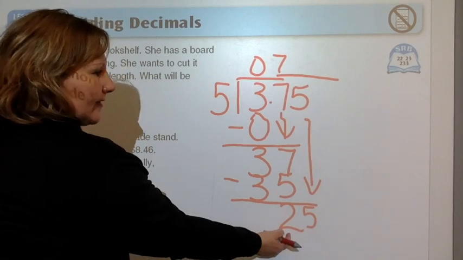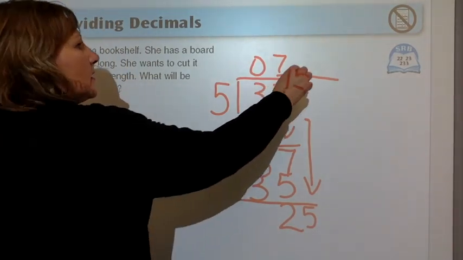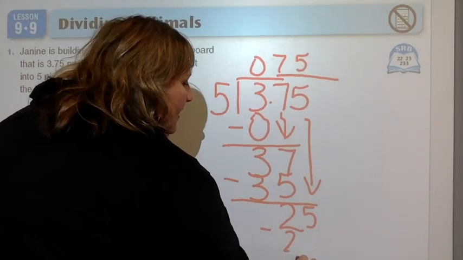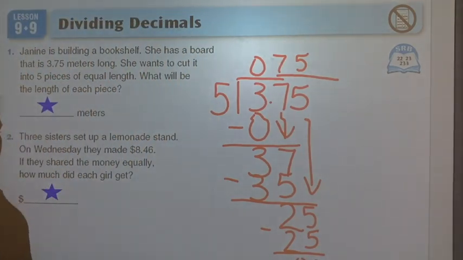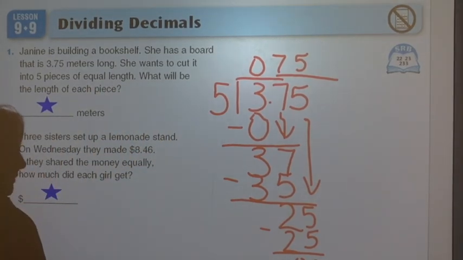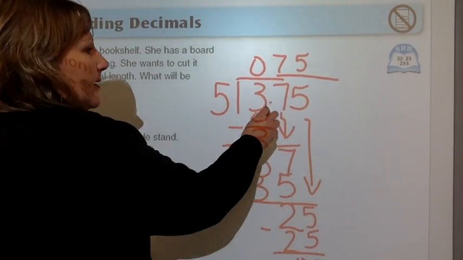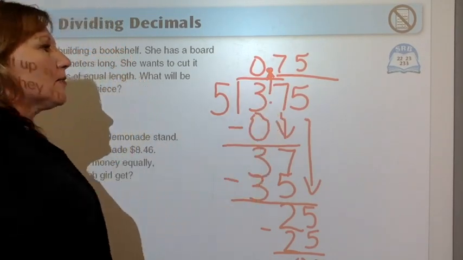I have 25 left. How many times can 5 go into 25? You have 5. 5 times 5 is 25. Subtract, and you should have a remainder of 0. Now this is where we have to decide where our decimal point goes. If you set it up like I do, and you make sure that you have your columns lined up, one way to easily tell is you can just put the decimal point right up here. It goes right above where it's listed in that number.